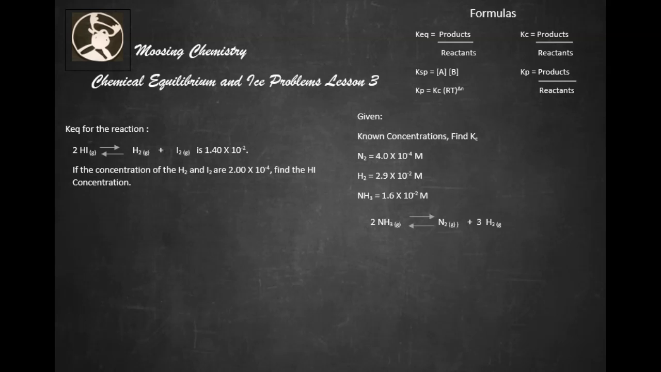Okay, we have this first problem where it says Keq for the reaction 2HI, a reversible reaction, gives me H2 plus I2. The Keq value is 1.40 times 10 to the negative 2. That's our Keq value. If the concentration of the H2 and I2 are 2.0 times 10 to the negative 4, find the HI concentration.